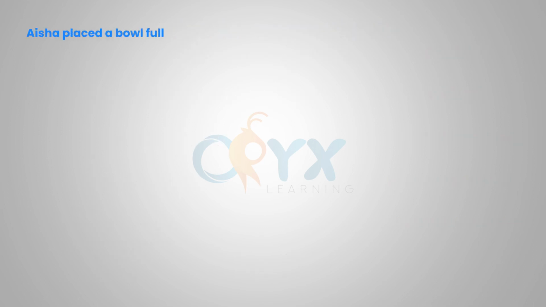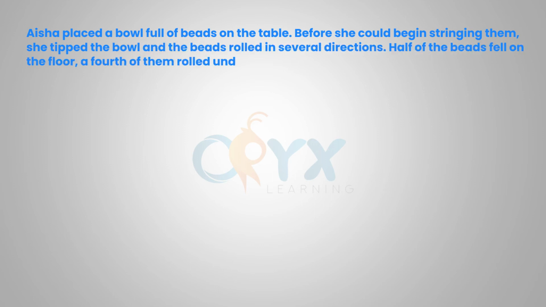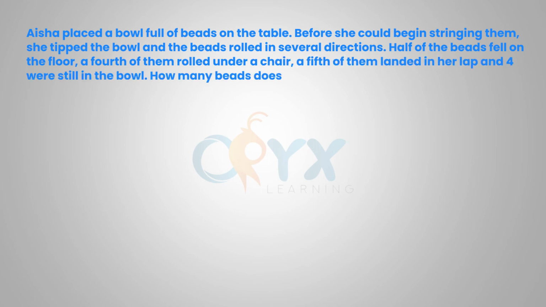All right, Aisha placed a bowl full of beads on the table. Before she could begin stringing them, she tipped the bowl and the beads rolled in several directions. Half of the beads fell on the floor, a fourth of them rolled under a chair, a fifth of them landed in her lap, and 4 were still in the bowl. How many beads does Aisha have?